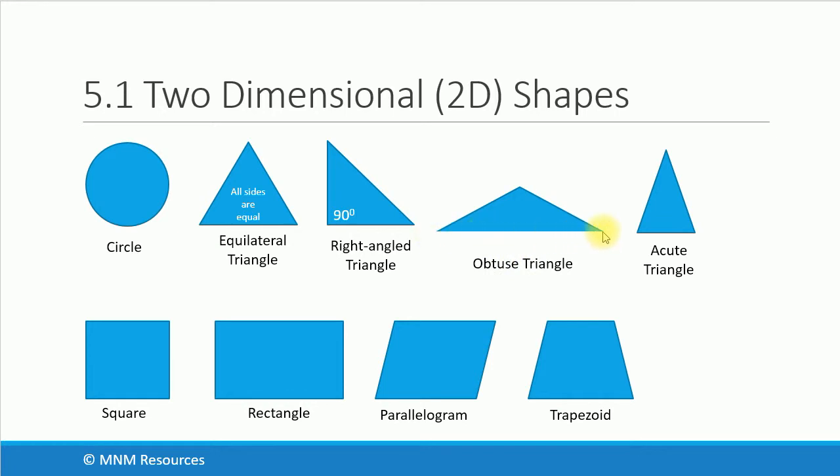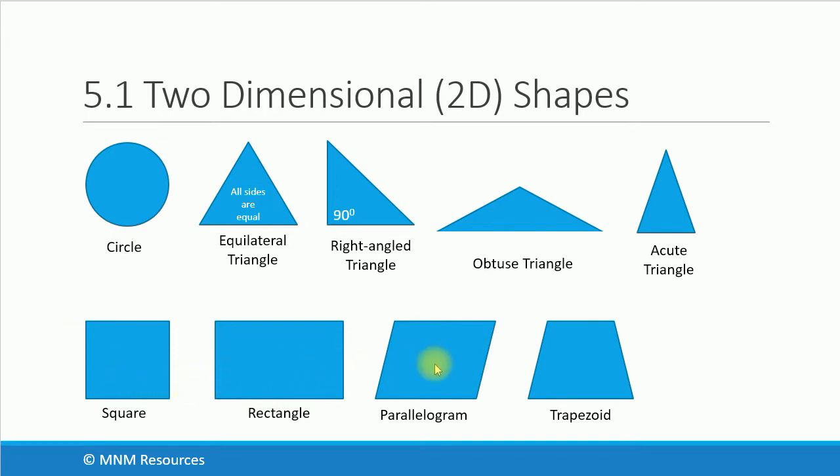This is an obtuse triangle. It means one of the angles of the triangle is larger than 90 degrees. It's called an obtuse triangle. And if all the angles are less than 90 degrees, it is called an acute triangle. So let's look at the different types of triangles: equilateral triangle, right angle triangle, obtuse triangle, and acute triangle.